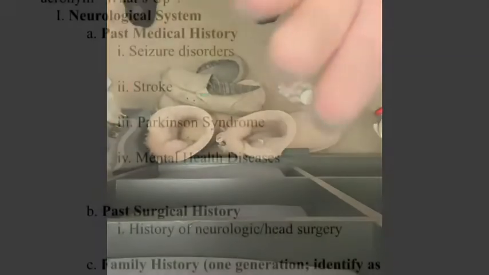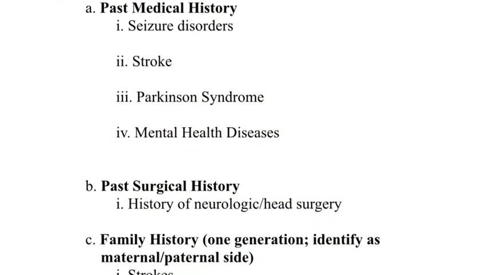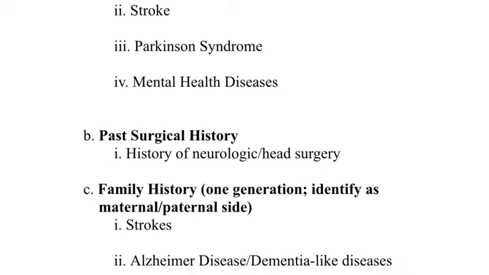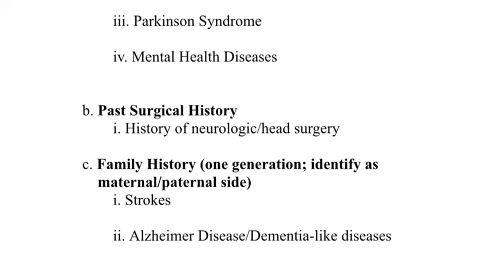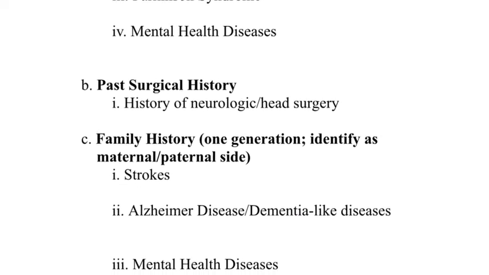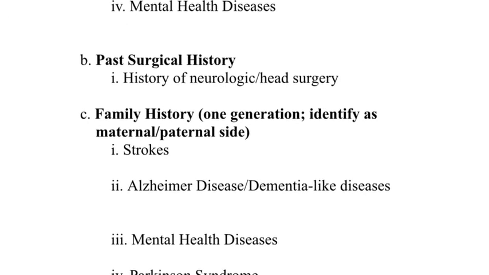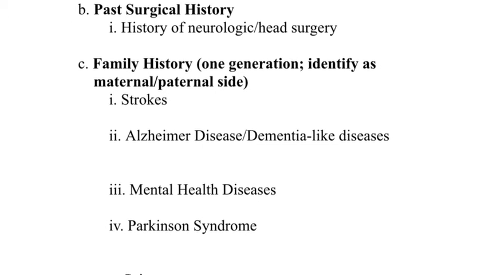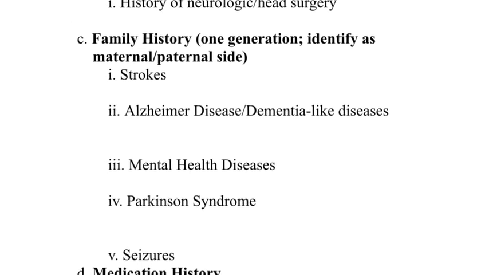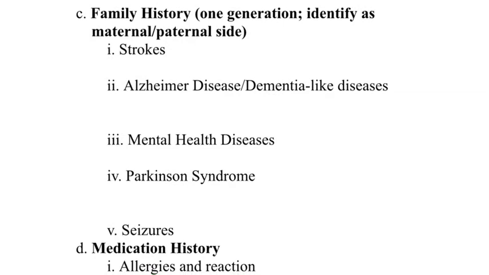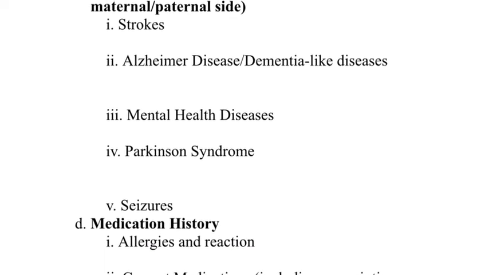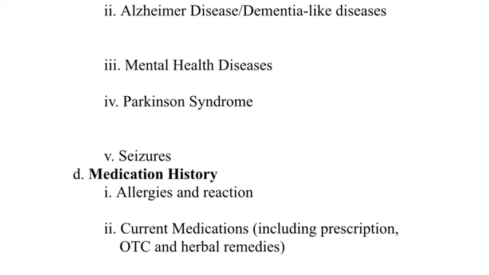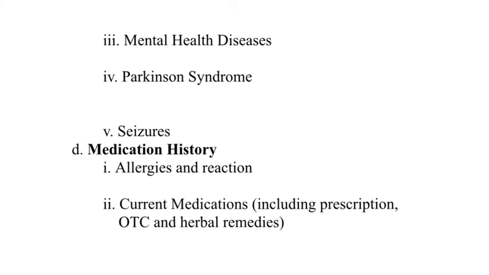That would include seizure disorders, stroke, Parkinson's syndrome, mental health disease, and past surgical history, such as anything that has to do with the neurological system, and any head injuries. Then we're going to go into family history up to one generation, including strokes, Alzheimer's/dementia, mental health diseases, Parkinson's syndrome, seizures. Then we're going to move into medication history, such as allergies and reactions, and any current medications they'd be taking, over-the-counter, herbal remedies, etc.